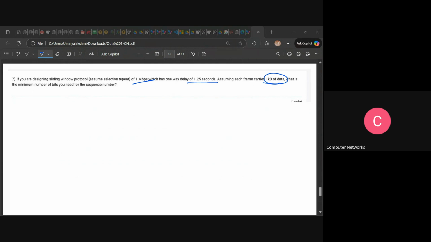So here the link bandwidth is given, one-way delay is given, frame size is given. So how to calculate that? We might need to compute the bandwidth delay product. What is the BDP? For BDP, we have to take the bandwidth into propagation delay.